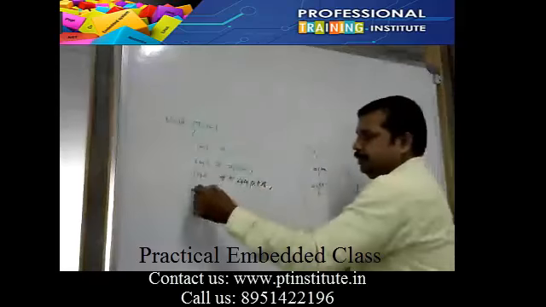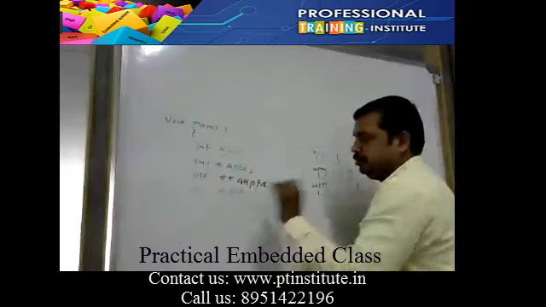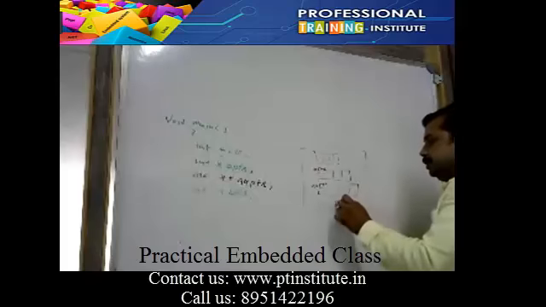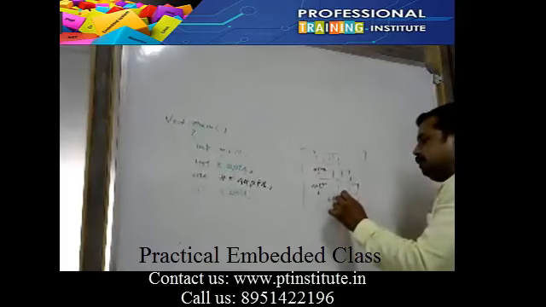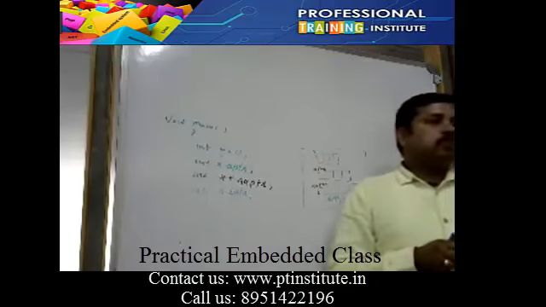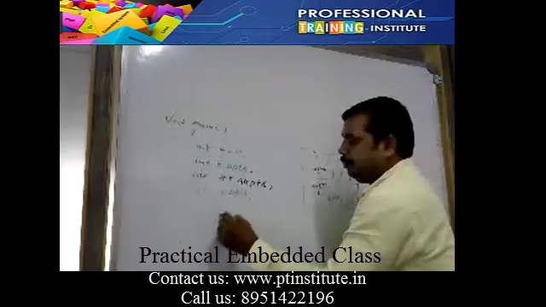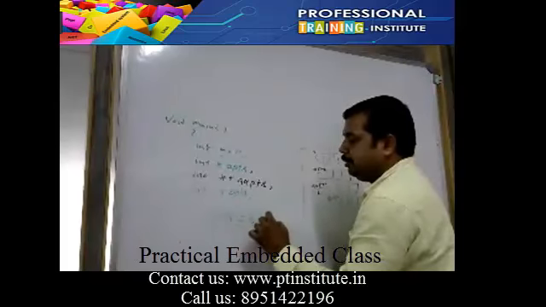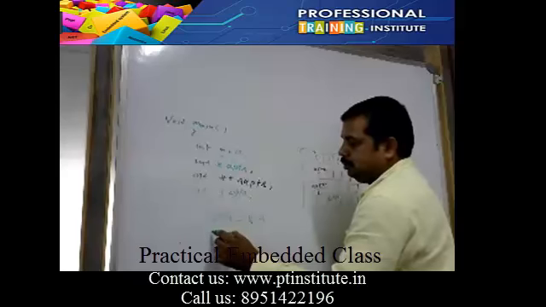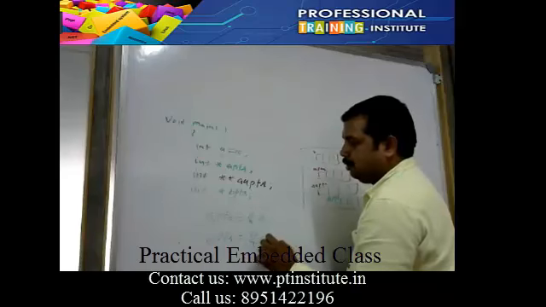I'll make one more variable here, that is integer asterisk BPTR, and I will assign somewhere in the memory, that is BPTR. Okay, so here I am writing APTR is equal to &A, BPTR is equal to &APTR.